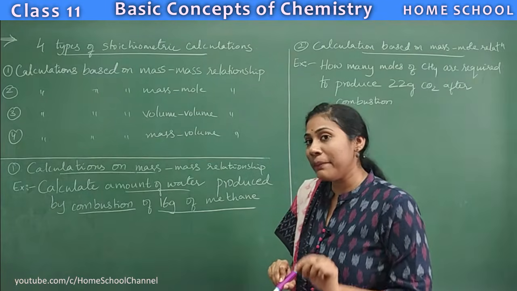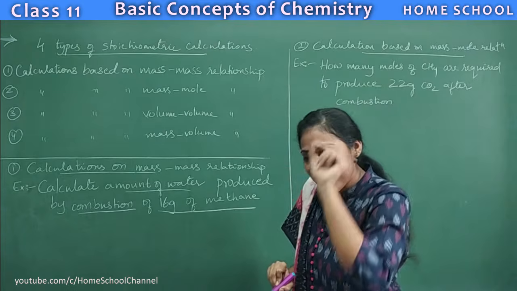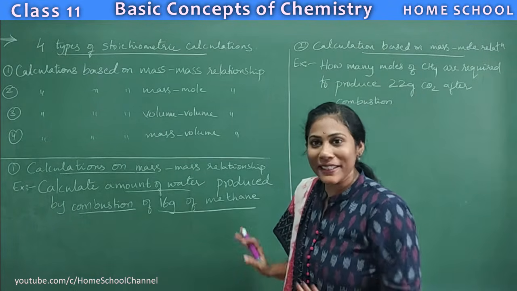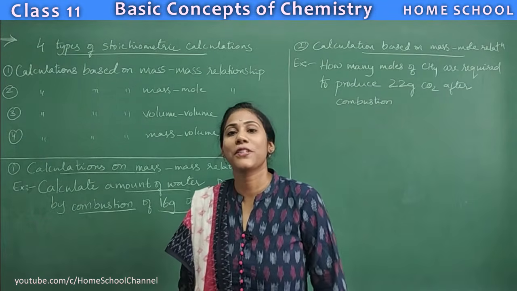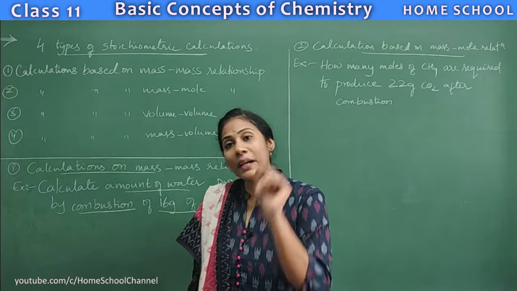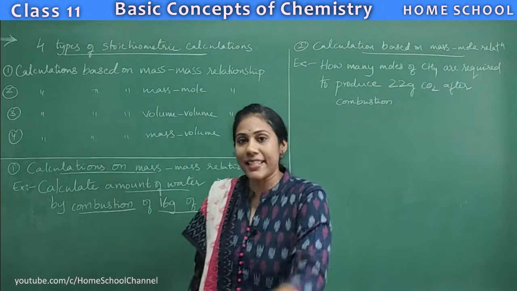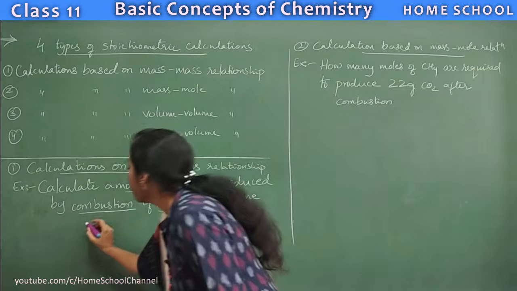So how do you write a chemical reaction for combustion of methane? Balanced one. This is the first step to do. If you don't know how to write a chemical equation, then you can't do any stoichiometric calculation. So here, writing a balanced chemical equation is the first step, and that is the necessary step.